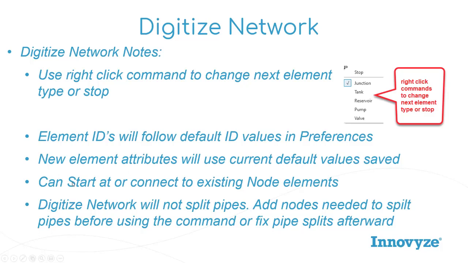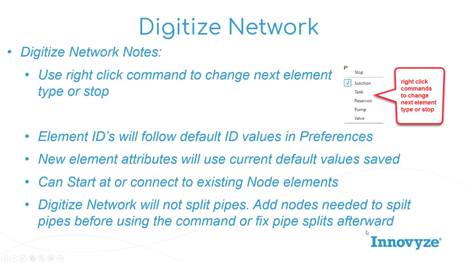Now you can start at or connect to existing node elements, whether you're starting or ending. However, the only thing the digitize network will not do is split a pipe. So if you need to split a pipe on a node, go ahead and add those nodes manually before you do the digitize network. Otherwise, you're going to have to go back and fix your pipe split candidates on the back end.